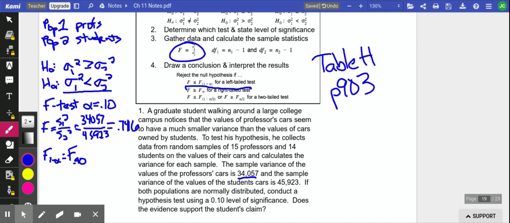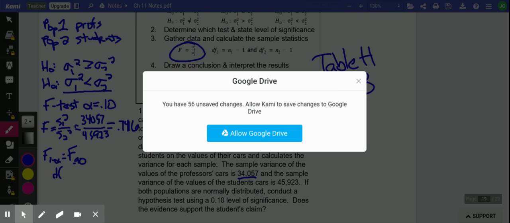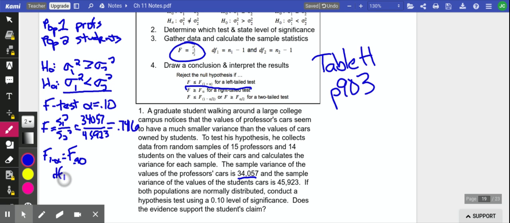So degrees of freedom of the numerator is going to be, that's from the students. So, no, I'm sorry, degrees of freedom one is the professors. Okay, so that's going to be 14. Degrees of freedom of the second one is going to be n minus 1 here, so 13.